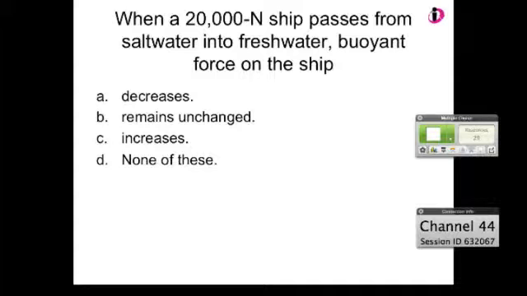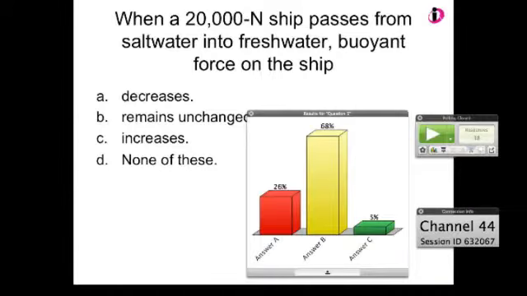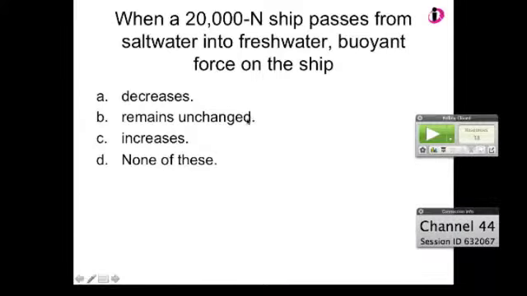10, 9, 8, 7, 6, 5, 4, 3, 2, 1. There they are. Okay, we shifted more to B. Well, you're right.